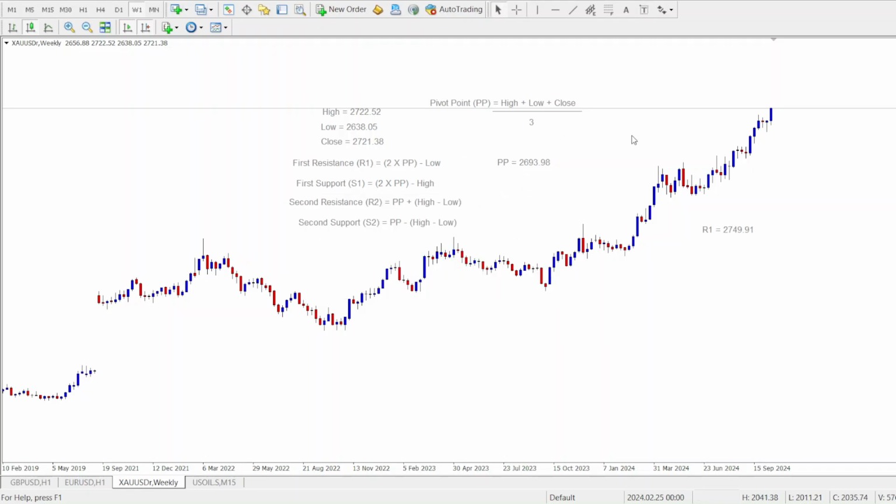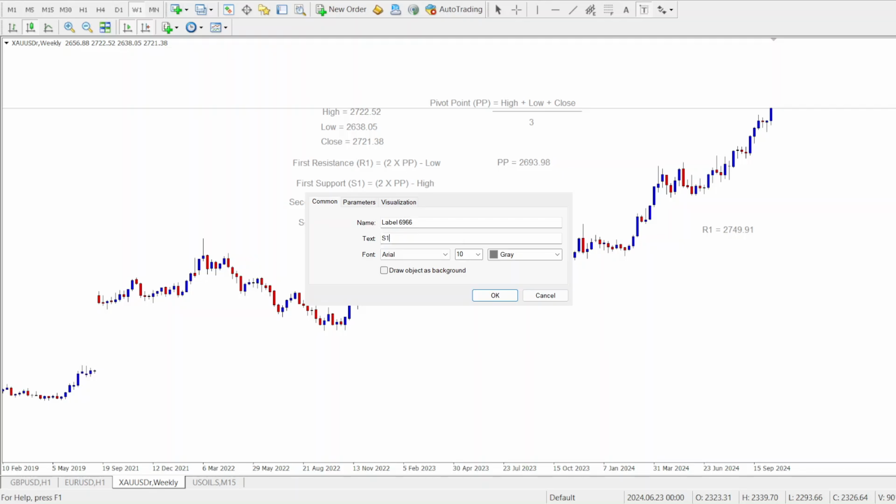Then let us calculate our first support. We're going to be having 2 multiplied by pivot point 2693.98 minus our high, which is 2722.52. That's going to give us 2665.44.